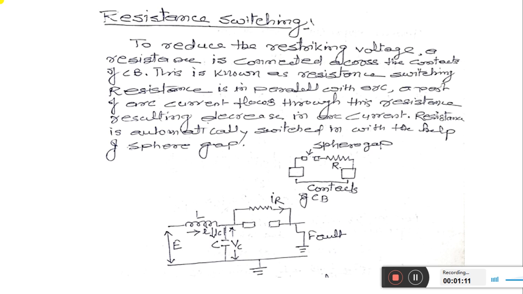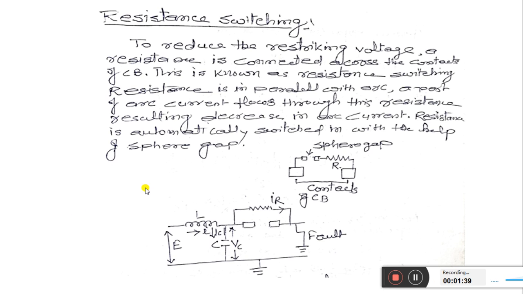So there is one method which has been discussed here, that is called resistance switching. With the help of resistance switching, we can reduce the magnitude of the restriking voltage, so that its effect will not hamper the operation of the power system network.